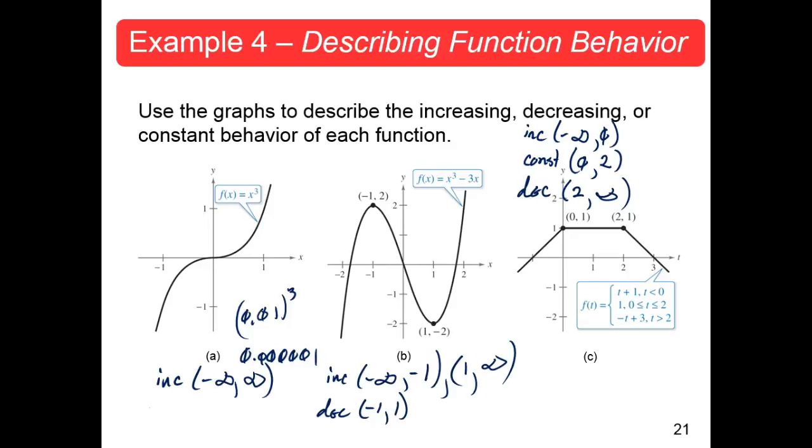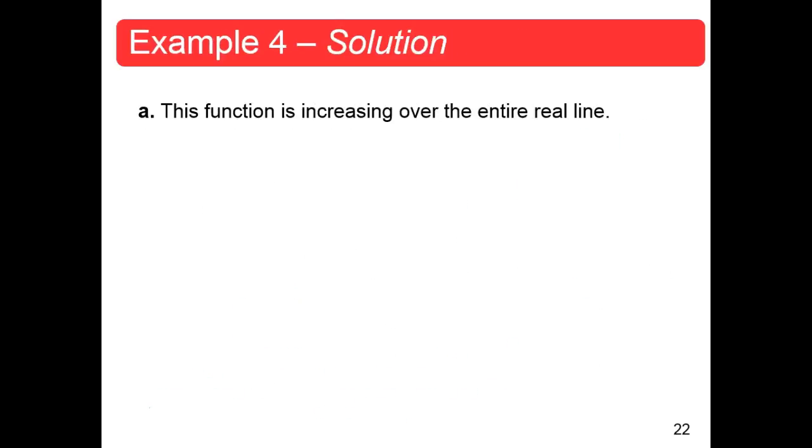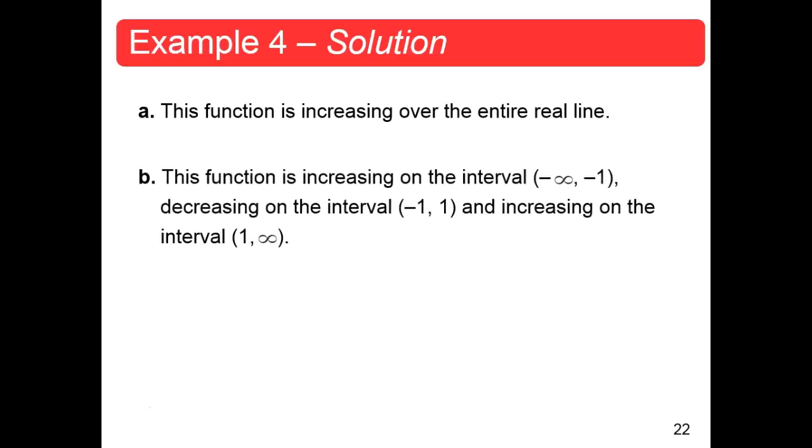Let's see how they did. Any questions on that before I go to it? Anyone still writing? Okay. You got it? The first one, the function was increasing over the entire real line. They don't give an interval. The second one, the function was increasing on the interval from negative infinity to negative 1, decreasing from negative 1 to 1, increasing again from 1 to infinity. Just like y'all said, okay?